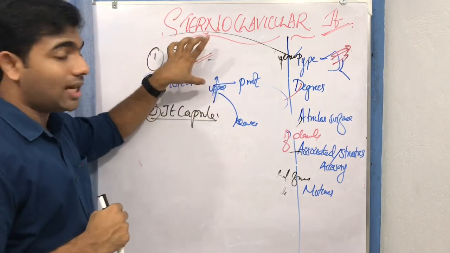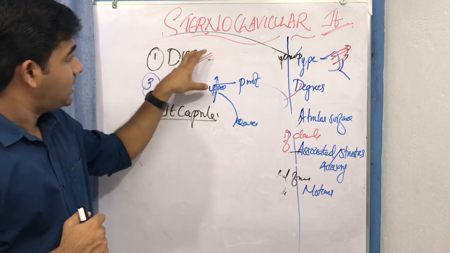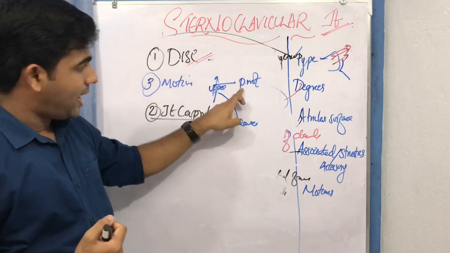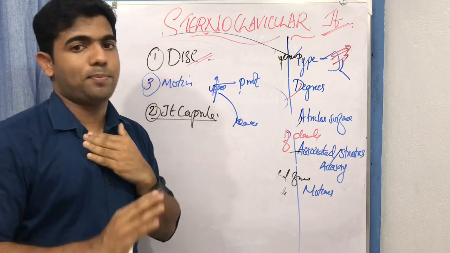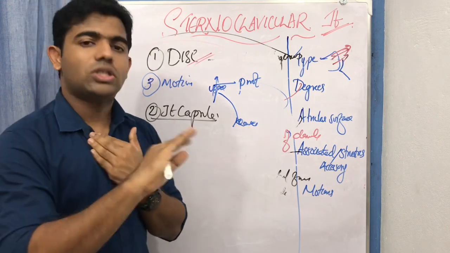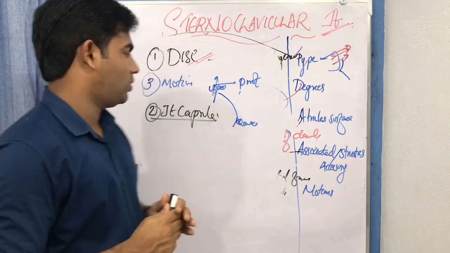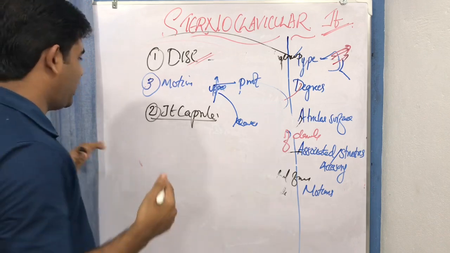So the sternoclavicular joint disc, which we studied, is attached to the clavicle, the manubrium, and the costal cartilage. Also, it has some attachment with the capsule. I forgot to mention that. So that's all about the joint capsule.